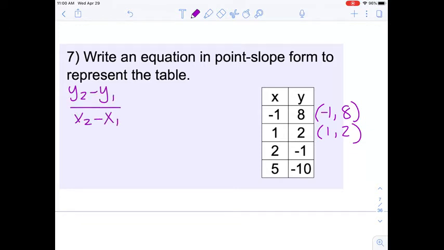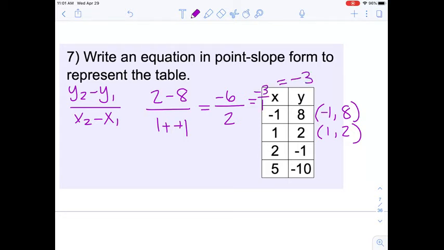So I'm going to use my formula, y2 minus y1 over x2 minus x1. And then I'm just going to plug in my numbers here. So we have 2 minus 8, because those are our 2 y values. And then we have 1 minus -1. So from here, I'm going to simplify. 2 minus 8 is going to give me -6. 1 minus -1 is 2. So now I have -6 over 2. Slope does not need a 1 on the bottom, but it does need to be simplified. So I can divide these both by 2, and I'm left with a -3 over 1, which is really just -3.